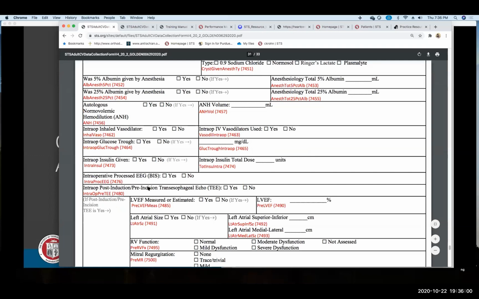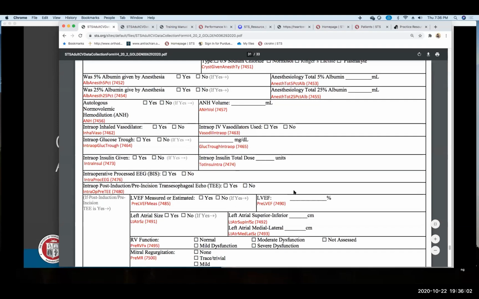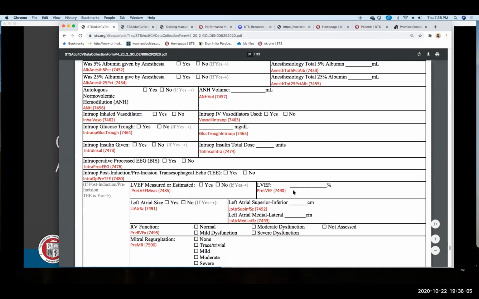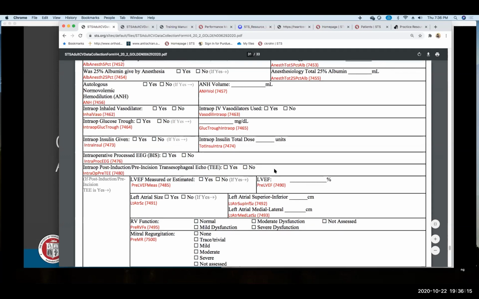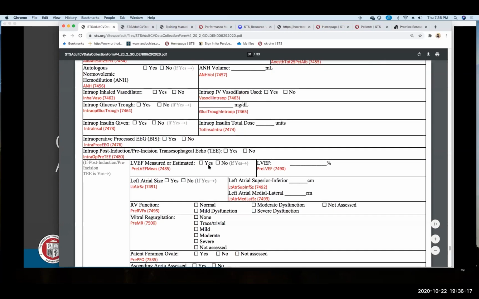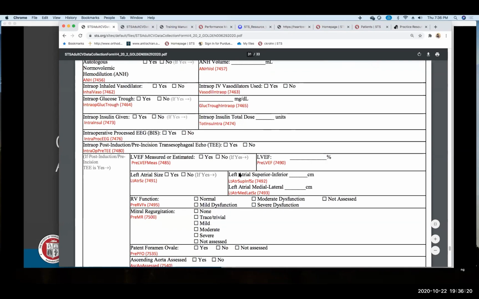And prior to that, we look at pre-induction measurements. We usually do not allow sites to capture post-induction measurements in the preoperative information, unless that's the only test that's available or it changed the procedural plan of care. So this is the post-induction pre-incision TEE information.